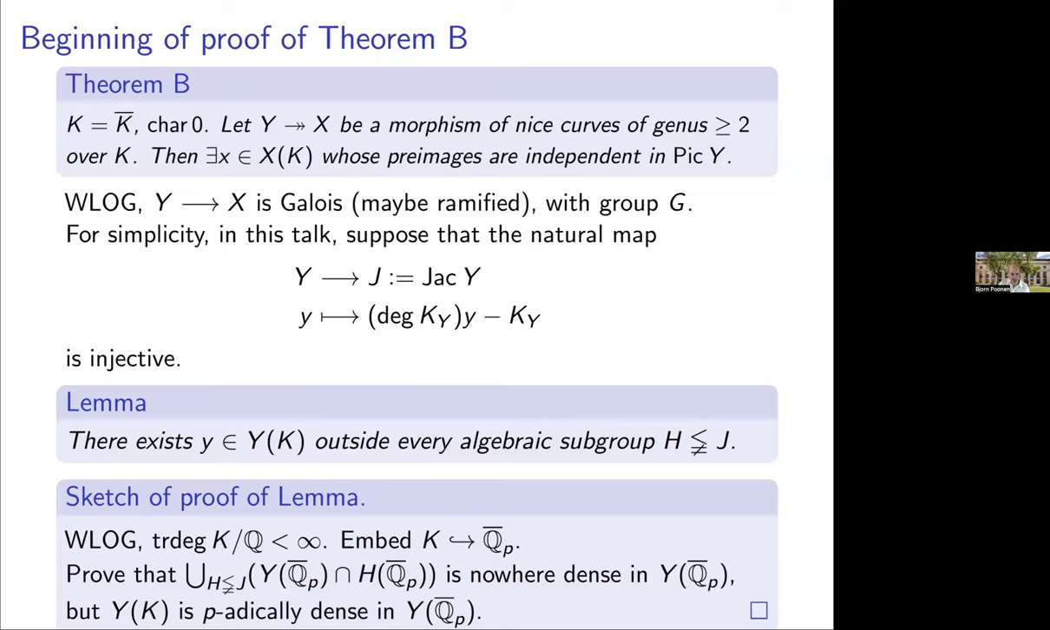All right, so that's the proof of this lemma. So we can forget the proof now and just remember the statement that there's a point outside all the algebraic subgroups. All right, so now let me continue with the proof of theorem B.